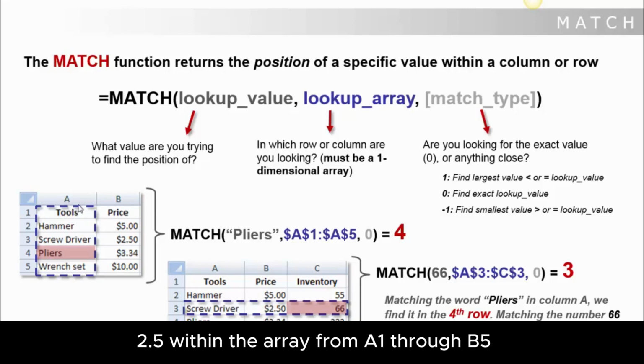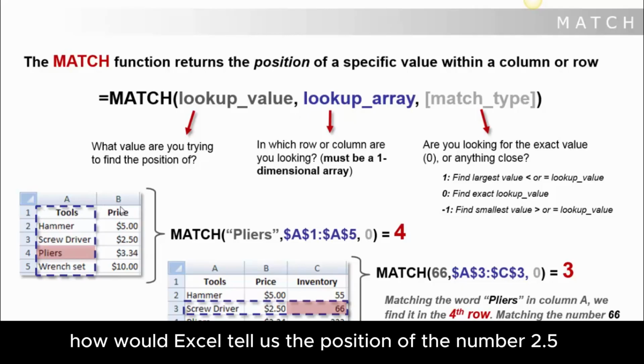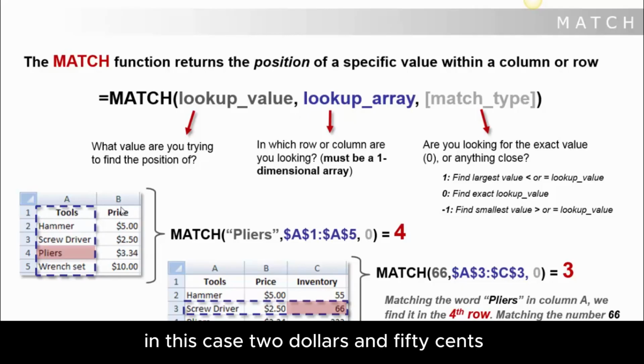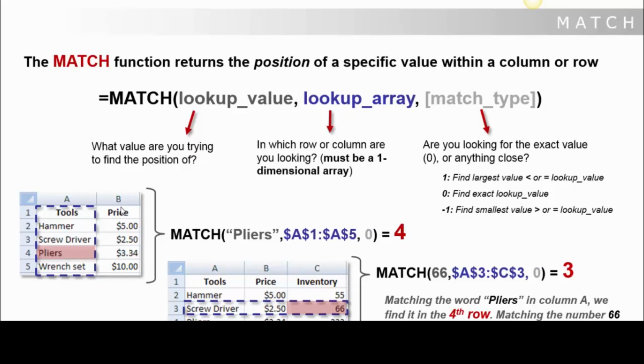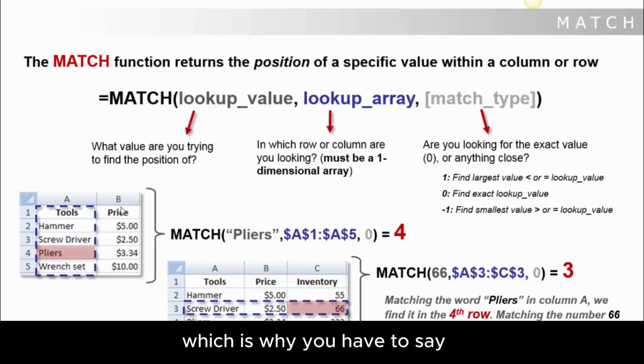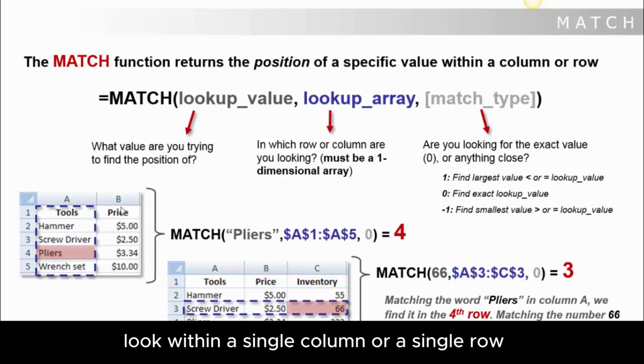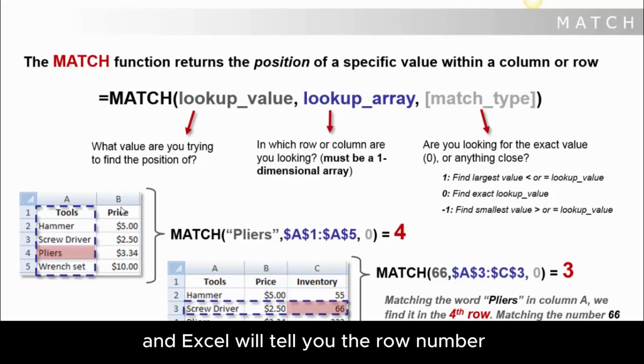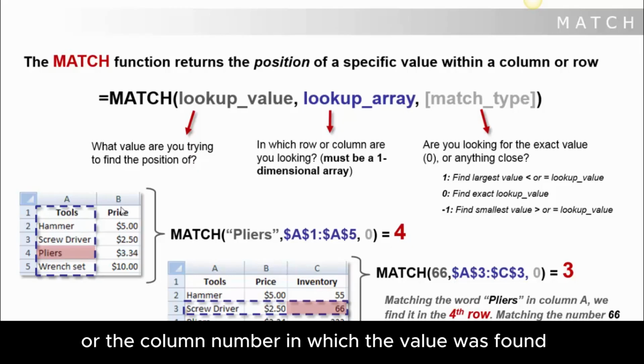2.5 within the array from A1 through B5, how would Excel tell us the position of the number 2.5, in this case $2.50, within a two-dimensional array? Right? There's no single number that will communicate the position of that value, which is why you have to say, look within a single column or a single row, and Excel will tell you the row number or the column number in which the value is found.